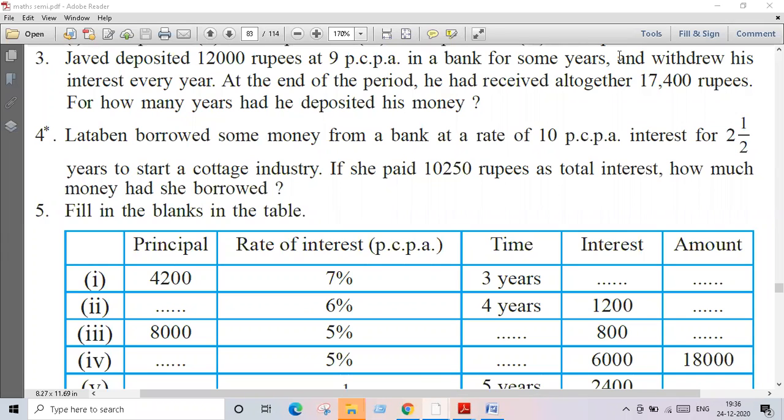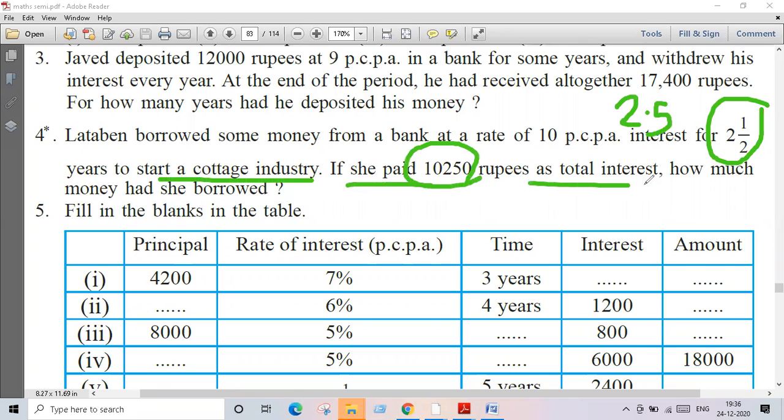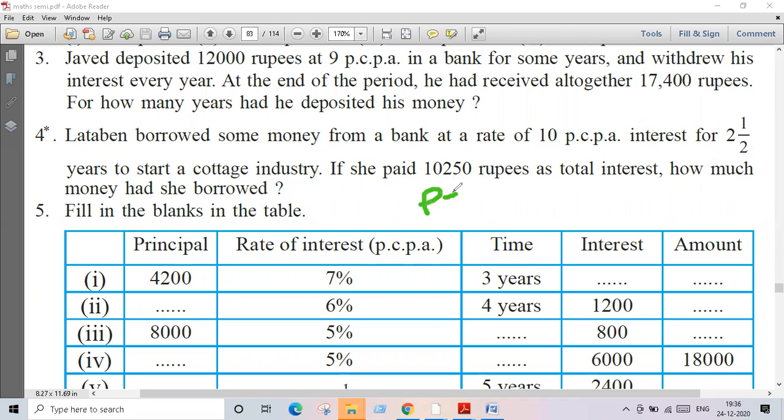So question number 4. Lataben borrowed some money from a bank at a rate of 10 PCPA interest for 2.5 years, to start a cottage industry. If she paid 10,250 rupees as total interest, how much money has she borrowed? So here we have to find out the principal amount.